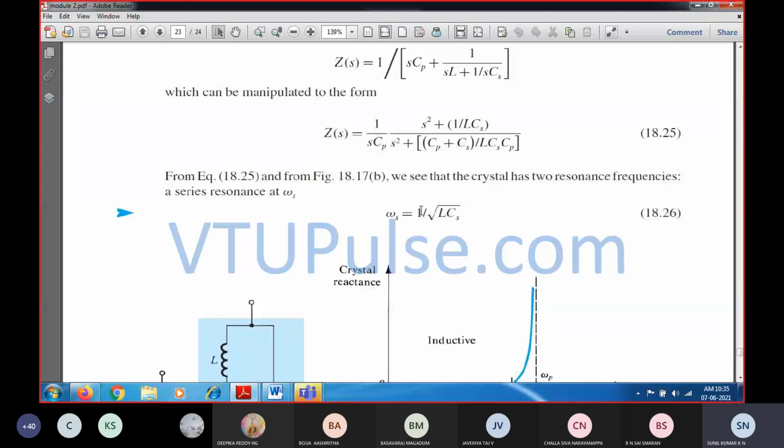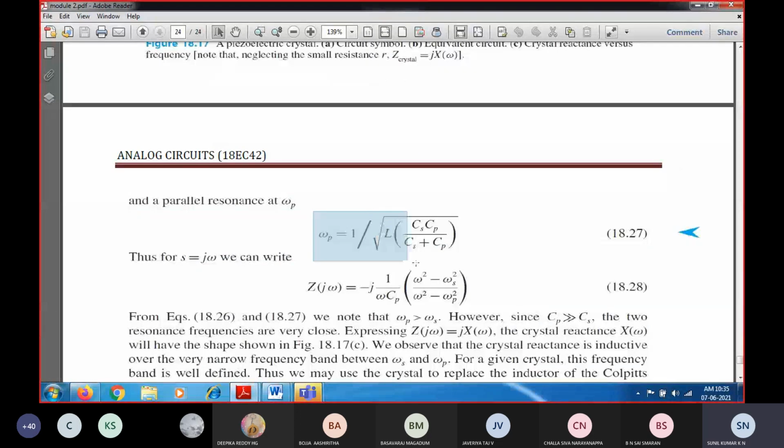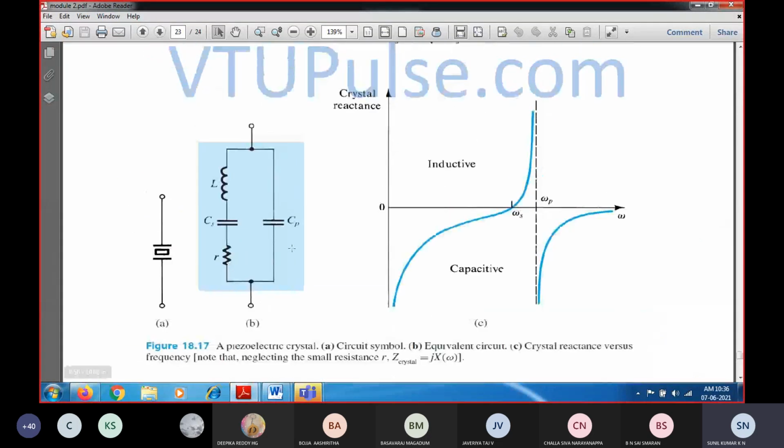If you carefully look at these two expressions, recall the LC tank circuit. The fundamental frequency of oscillation of a Hartley oscillator is given by 1 by square root of (L1 plus L2) into C. So the series expression is similar to that of the Hartley oscillator. And omega p, the oscillation frequency, 1 by square root of L into Cs Cp divided by Cs plus Cp, is similar to that of Colpitts oscillators. We can generalize this in the form of Hartley as well as Colpitts oscillator.